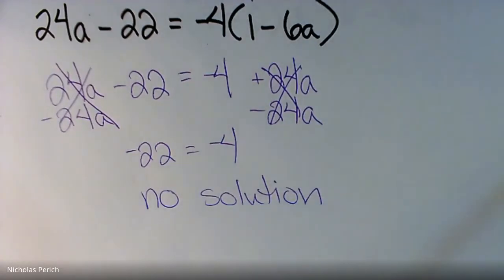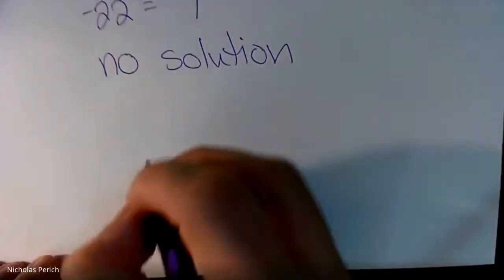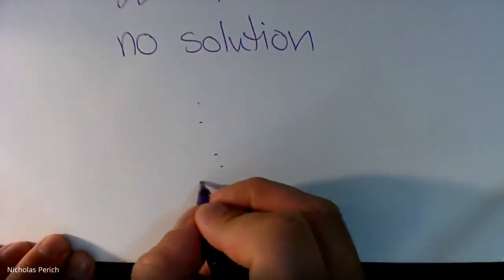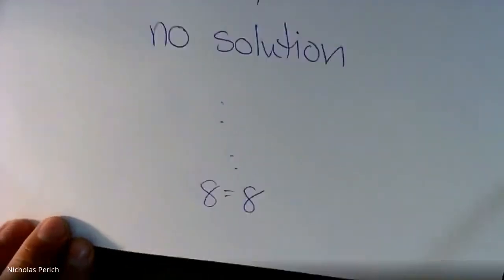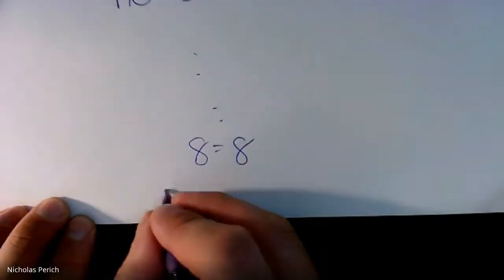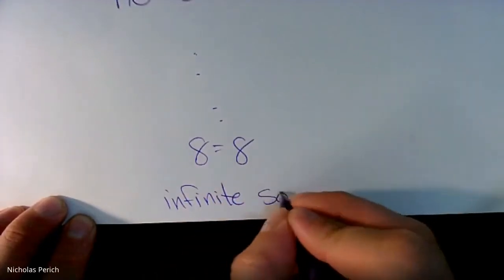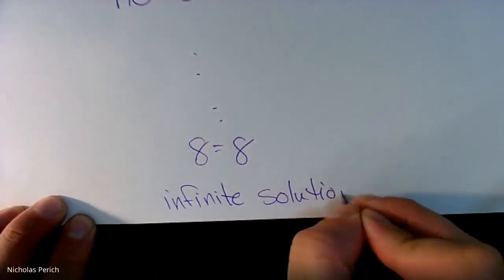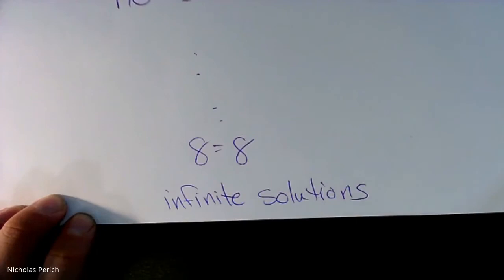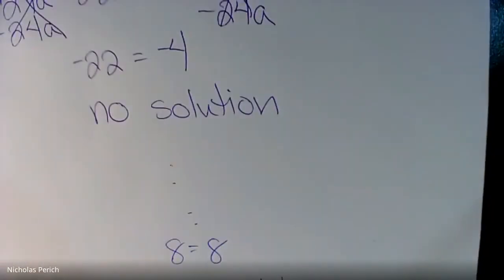If your variables disappear and you get something that is true, like if we were to do this work and all of a sudden we do blah, blah, blah, and we get 8 equals 8, in that situation, it would be infinite solutions. That's not what we had here, though. Our variables disappeared, and we ended up with something that's not true, like that guy, and so we said no solutions.